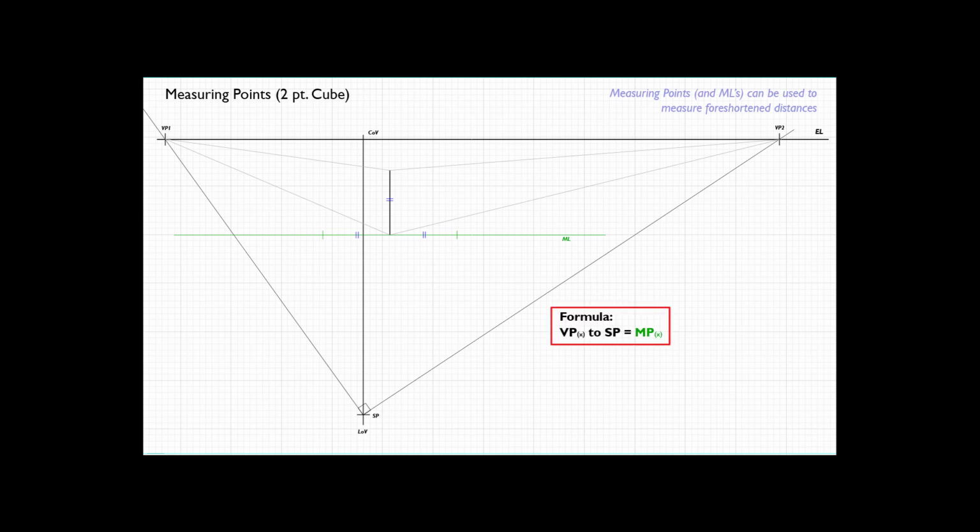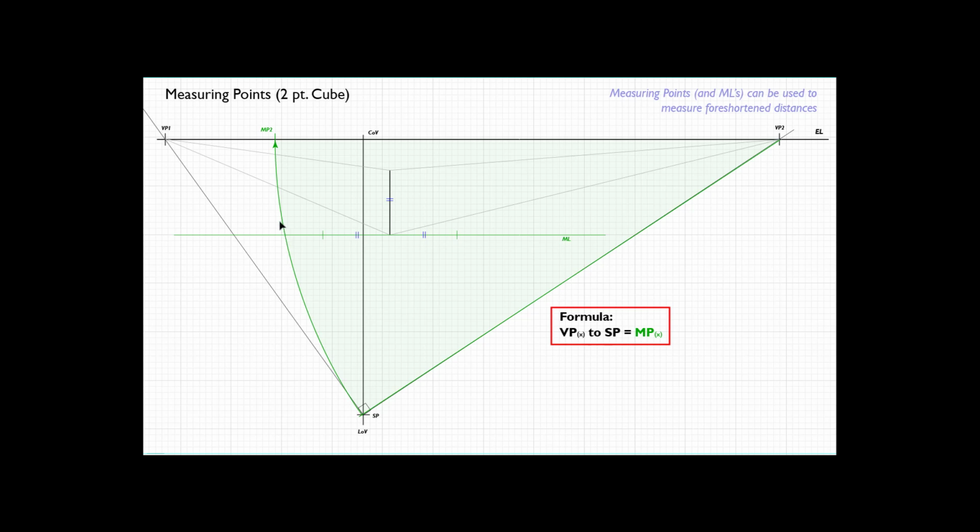The second thing is there's a formula that I would like you to memorize. It's vanishing point to station point equals measuring point. There's one measuring point for every vanishing point that will perfectly foreshorten any kind of measurement you have onto that foreshortened line. And so, for instance, if you measure from vanishing point 2 to station point 2 and then swing that measurement up here to the eye level, there will be a measuring point 2 up in this vicinity, and it looks kind of like this.